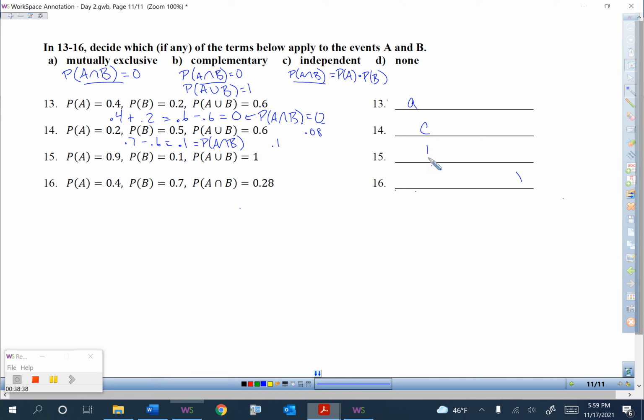15 was complementary because the intersection was none, and it hits 1 for the union. This last one already gave you the intersection. If you added them and subtracted this, what you found was the union. Okay, just to clarify, you found the union. But as soon as you know that this intersection is not 0, we don't really care about the union because it cannot be complementary. These were independent.